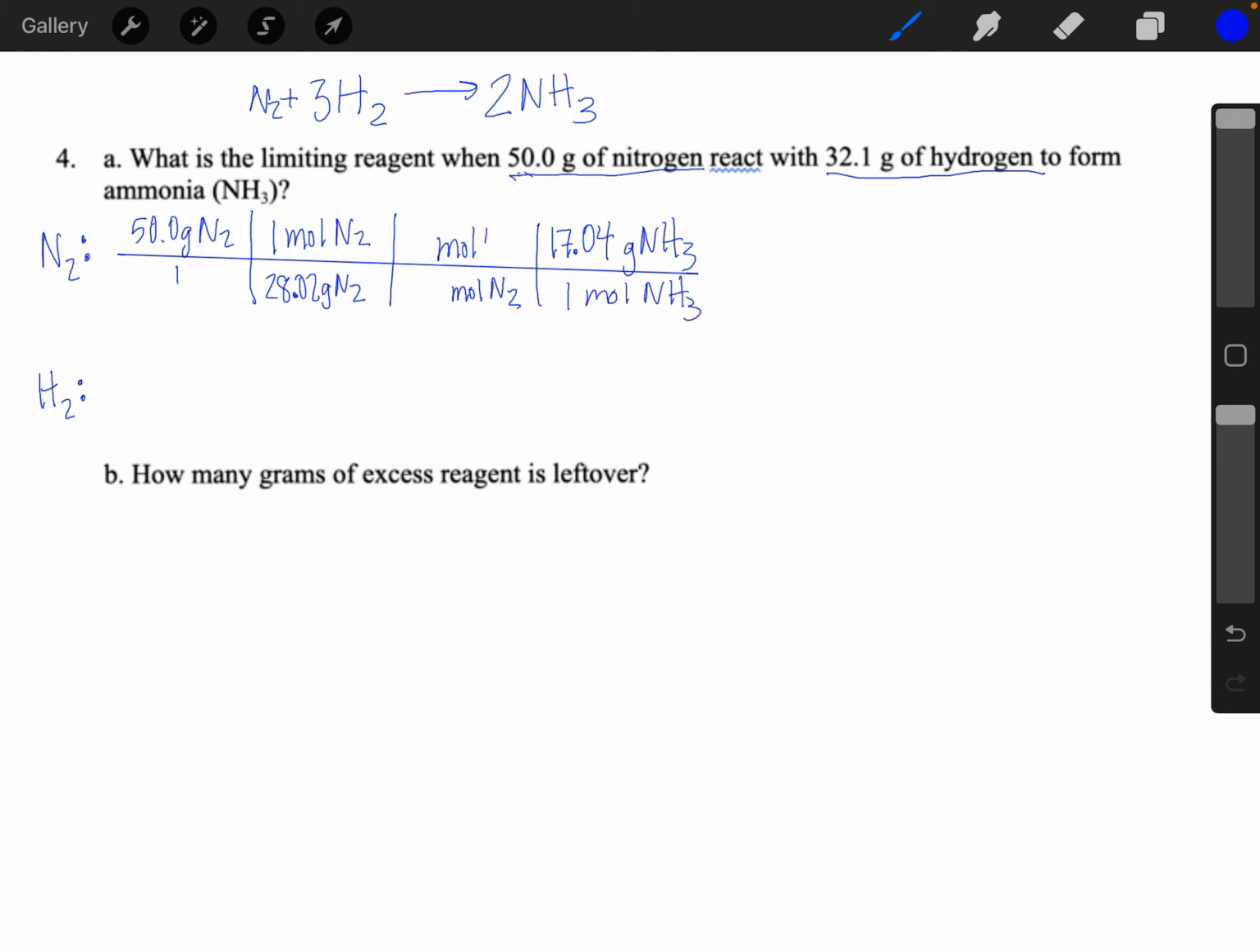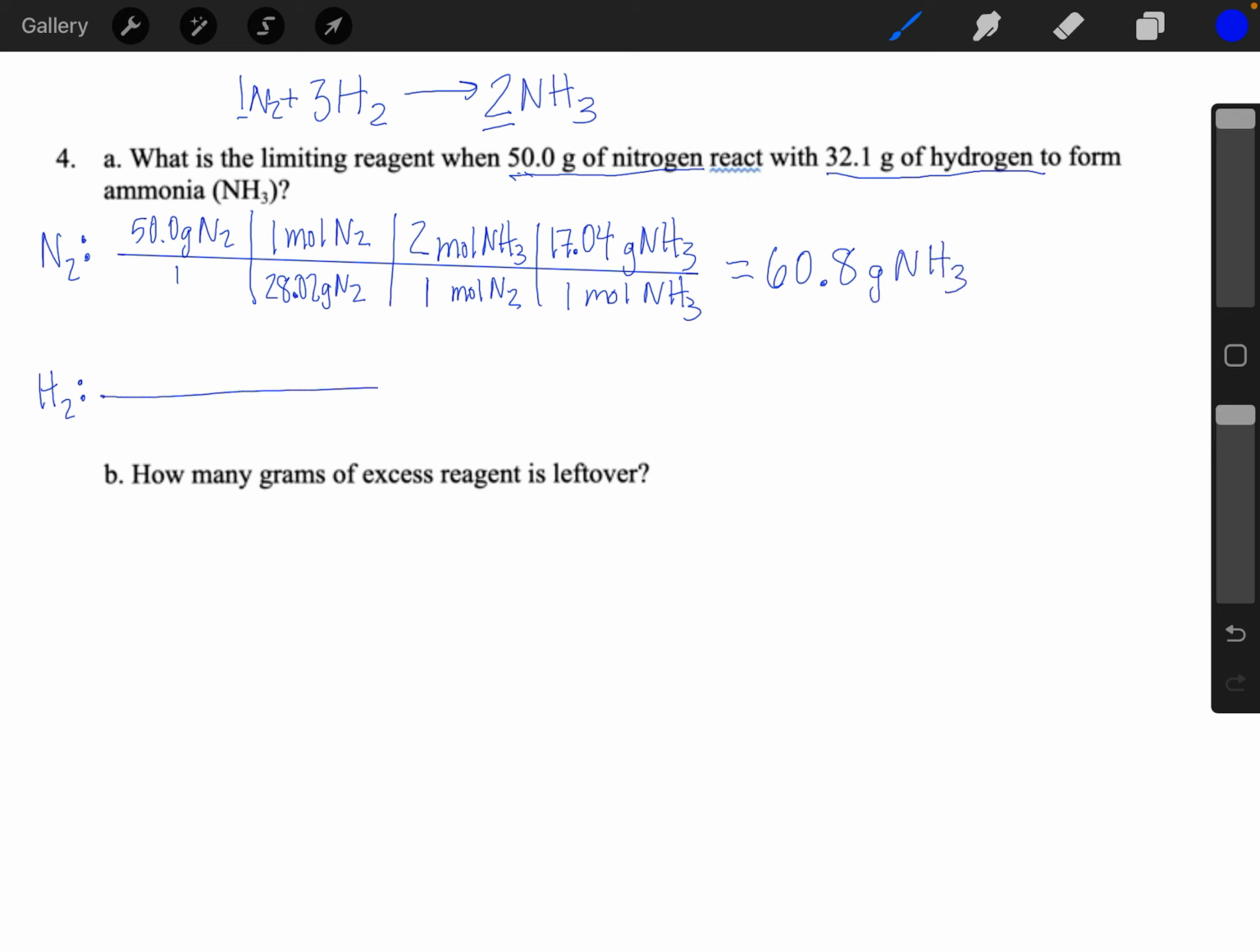Then again, I follow that diagonal rule to go diagonally up to get moles of NH3 on the top. This is my molar ratio, and that comes from the recipe. I see that there's a 2 next to NH3 and technically a 1 next to that N2. I'm going to put this in my calculator really fast. Sorry, I should have done this earlier. 50 times 2 times 17.04, and then divide by 28.02. I find out that if I have this much of this reactant, I'm going to be able to make 60.8 grams of NH3.